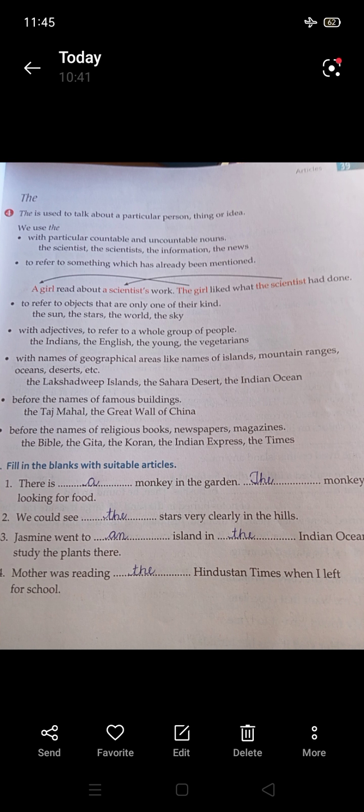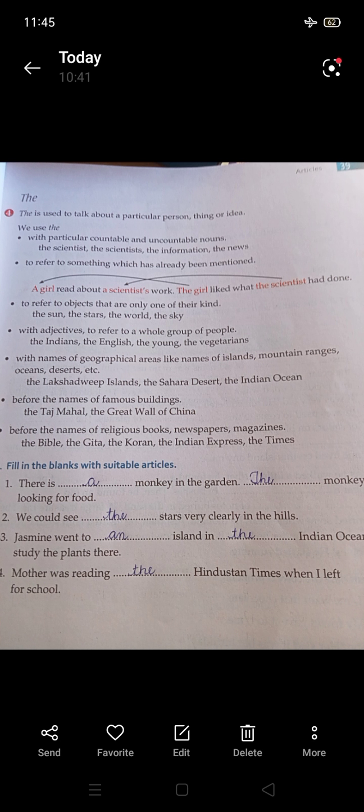And next is with names of geographical areas like names of islands, mountain ranges, oceans, deserts, etc. The Lakshadweep Islands, the Sahara Desert, the Indian Ocean, the Pacific Ocean, the Thar Desert, the Himalayas, the Andes.